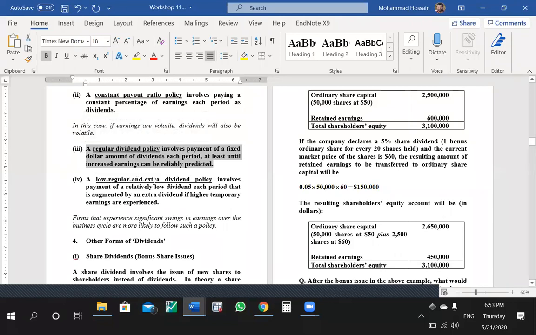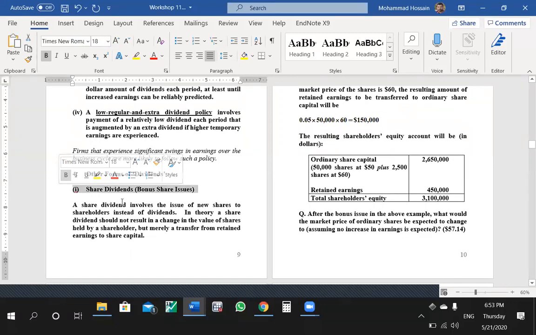Low, regular, and extra dividend policy. This involves payment of a relatively low dividend each period that is augmented by an extra dividend if higher temporary earnings are experienced. So if higher temporary earnings come to the business, then they will be making a low but regular payment of this dividend.